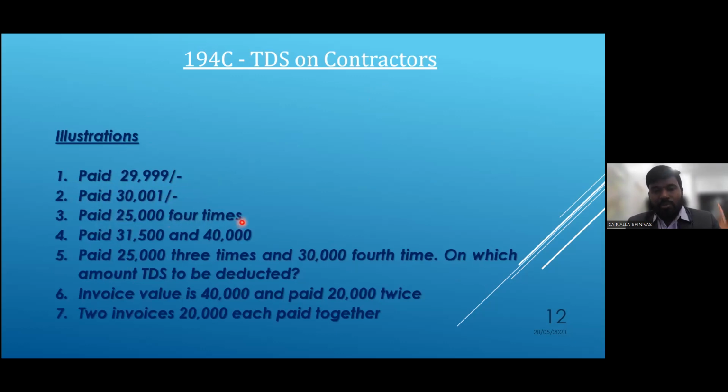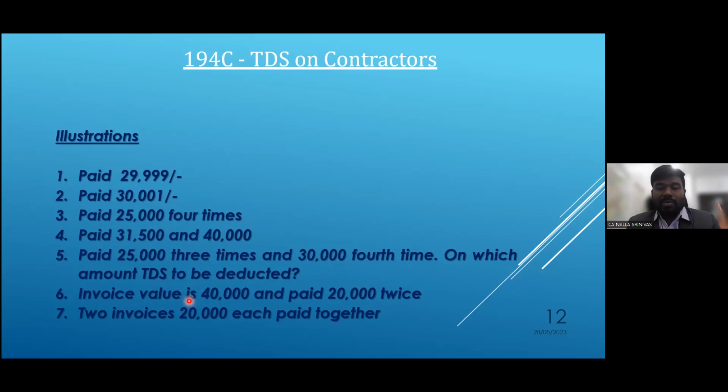Paid 25,000 four times, so 1 lakh, it has not exceeded 1 lakh, so TDS is not applicable. Paid 31,500 and 40,000, it is more than 30,000, so TDS is applicable on both. Paid 25,000 three times and 30,000 the fourth time, on which TDS is to be deducted. Basically it has exceeded 1 lakh, and TDS needs to be deducted on the whole amount from the last payment.